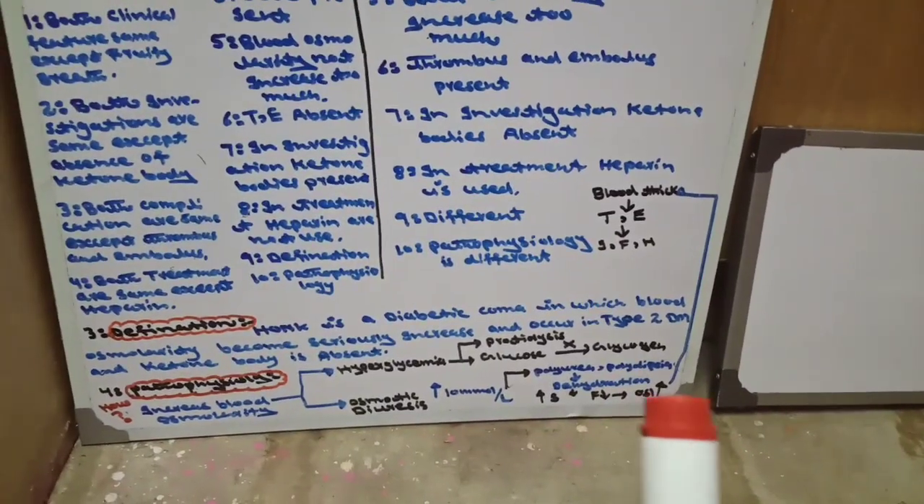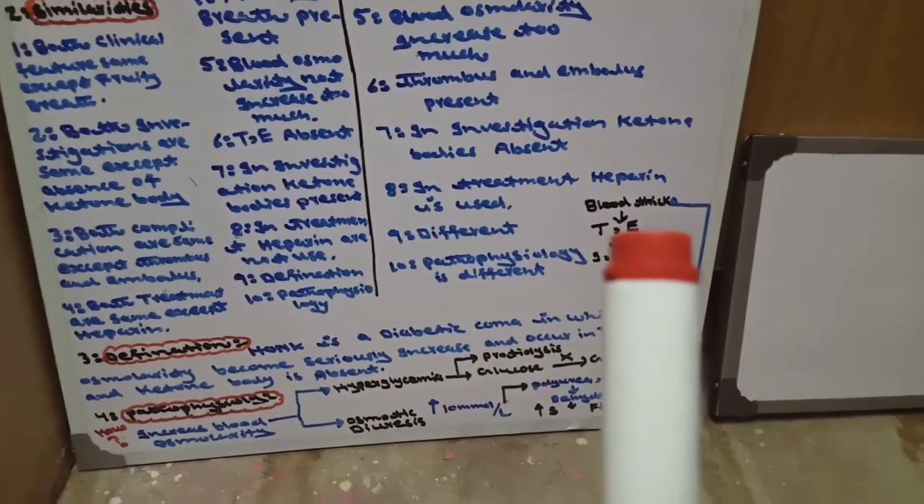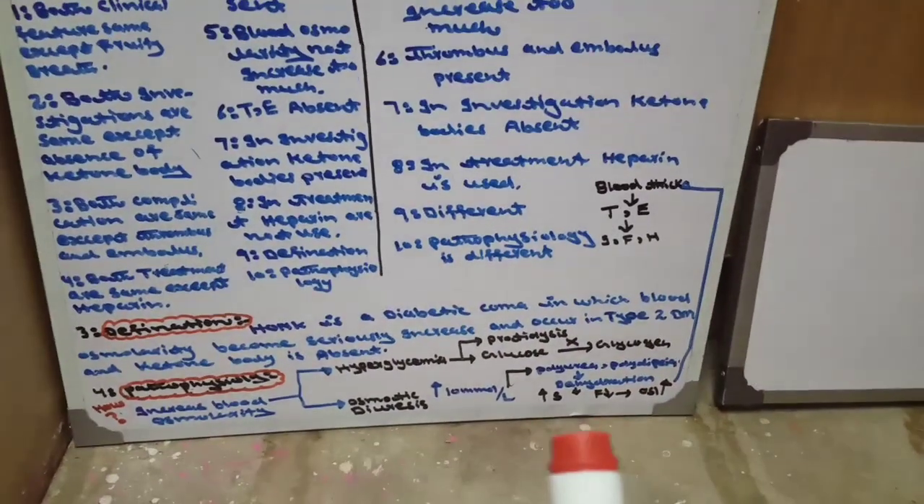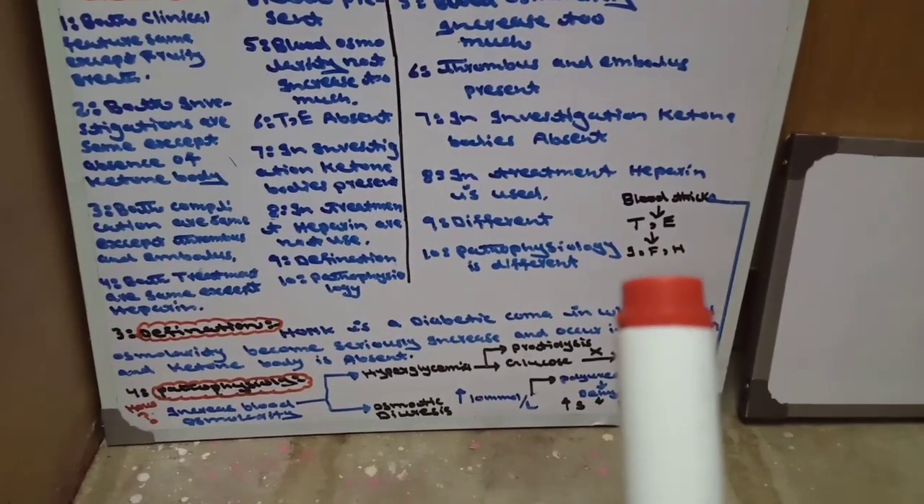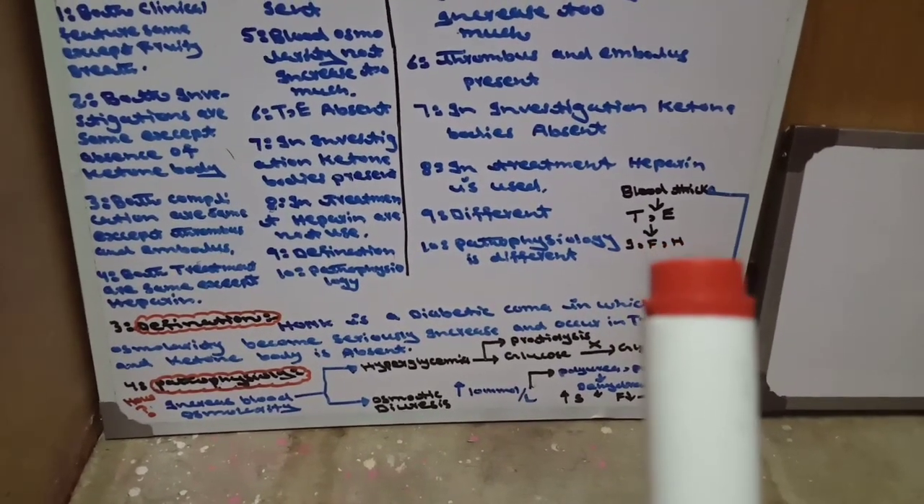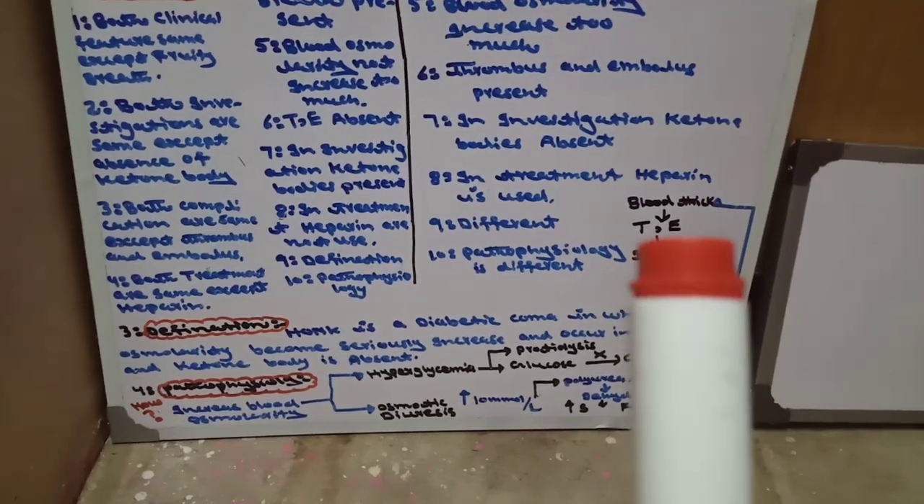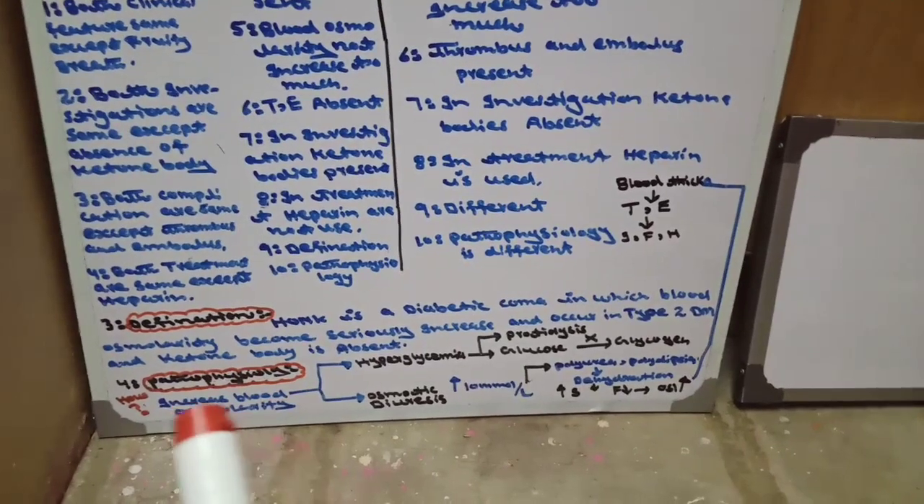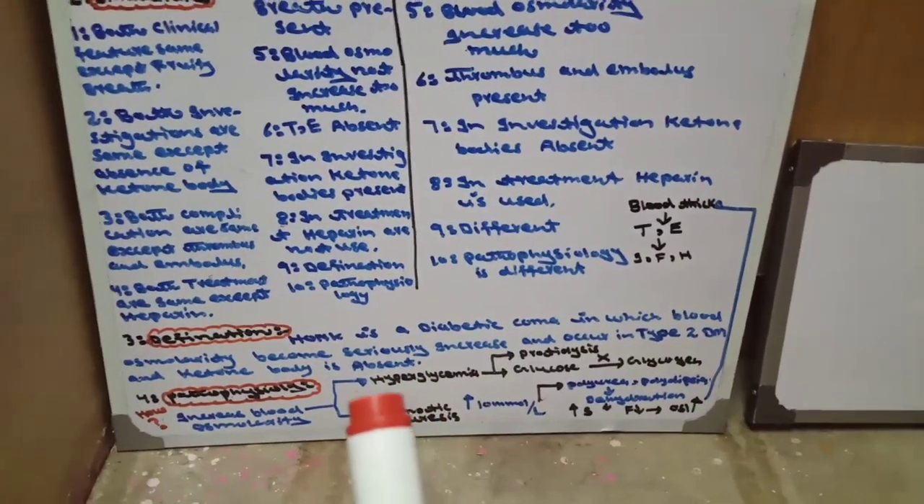Due to increased osmolarity, the blood will be thick and as a result thrombosis and embolism occur. Therefore, in treatment of hyperosmolar non-ketotic coma, we give insulin to treat hyperglycemia. We give fluids to balance the solute concentration. We give heparin to prevent thrombus and embolism. This is the pathology of hyperosmolar non-ketotic coma.